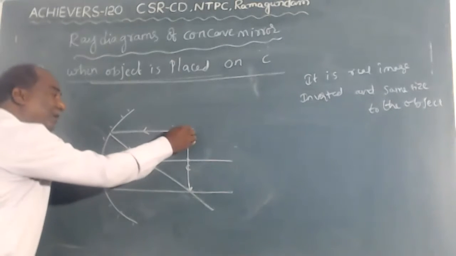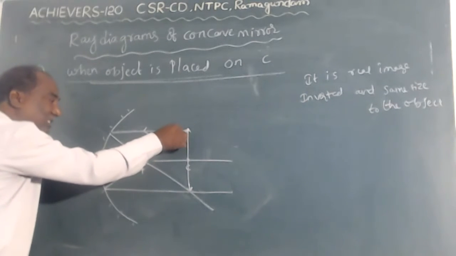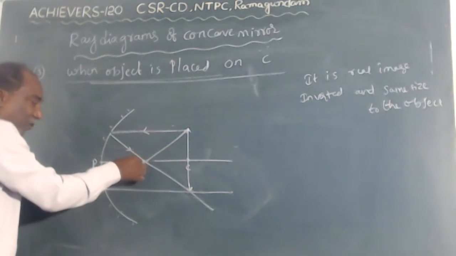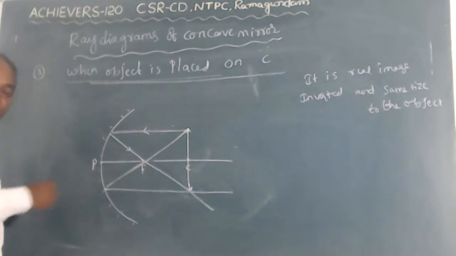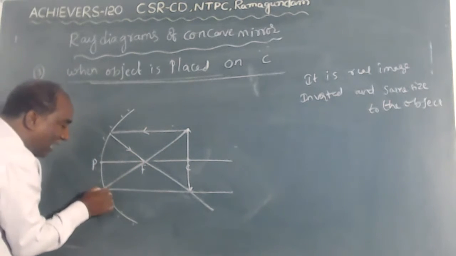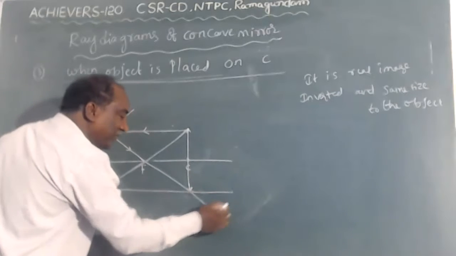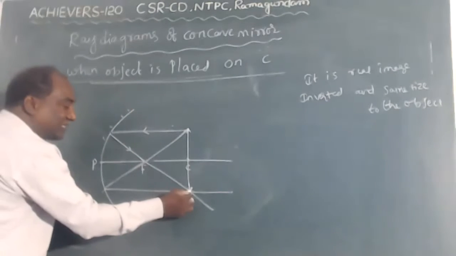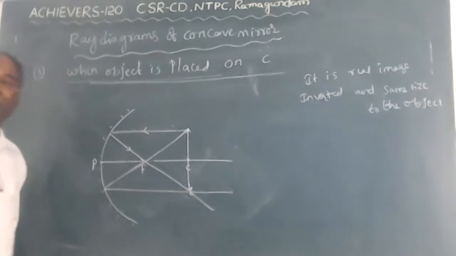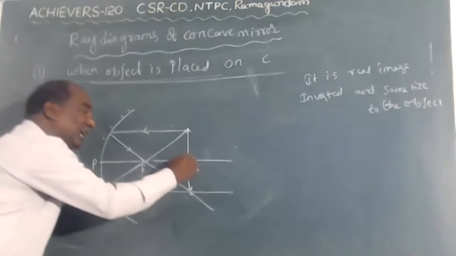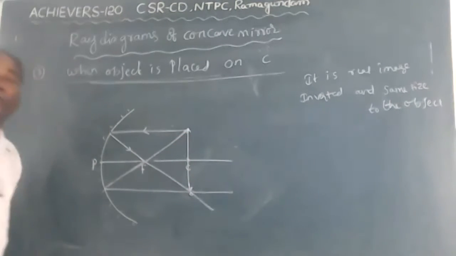And one more ray comes from the tip of the object and passes through the focal point and strikes the curved surface. The reflected ray is parallel to the principal axis. Now the two reflected rays are intersecting at this point. It is the image point. Now the size of the object is equal to the size of the image.